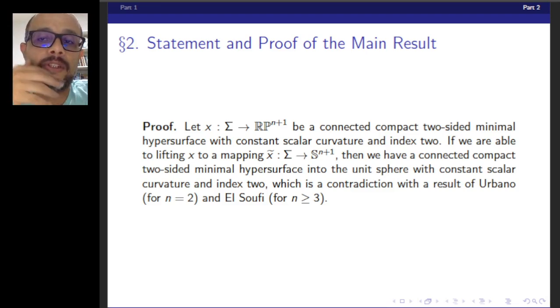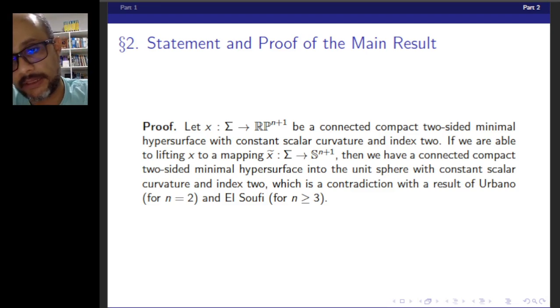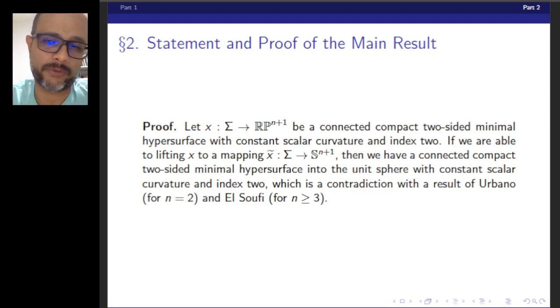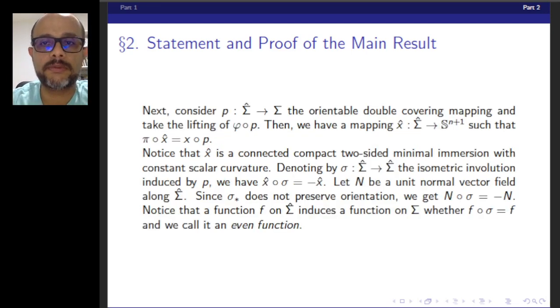But it is not possible because Li-Sophie proved that the index is greater than n plus 3, in particular is always greater than 2. Okay, so we cannot lift the map X. This case is not possible. So if you cannot lift the map X, you can do another argument to lift a new map.